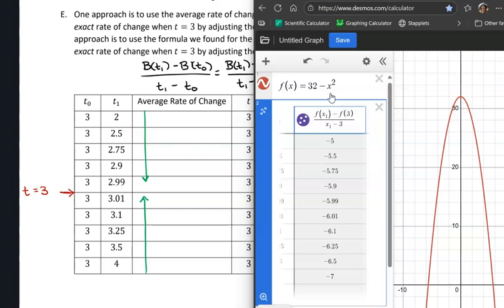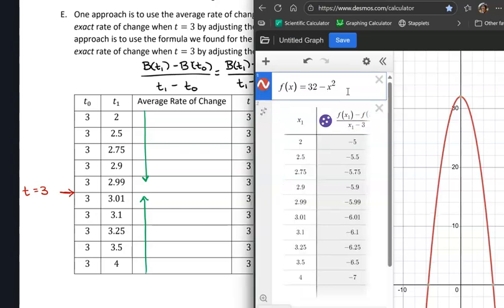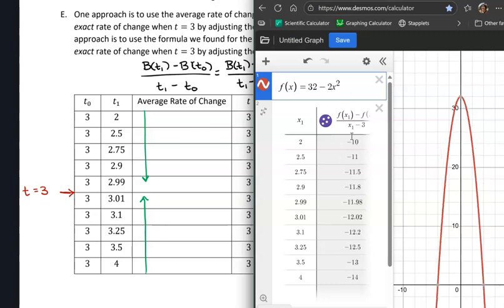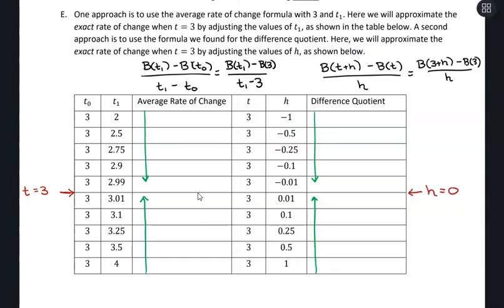I paused there because the numbers aren't what they should be, and that's because I had a typo, and maybe you were all screaming it at home, but there it is. Okay, perfect. So now we can see our average rates of change approaching -12 from below and from above. So with that, we get an idea of our average rate of change getting closer and closer to -12, which suggests that our instantaneous rate of change would be -12 when we're at t equals 3.